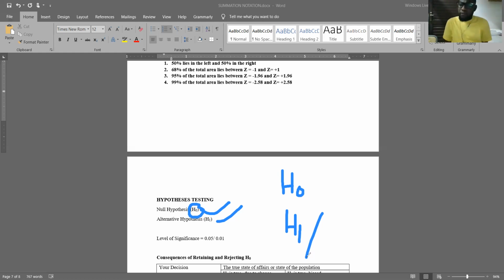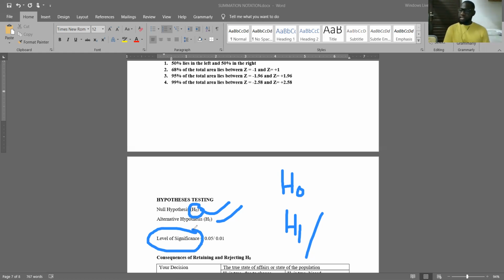And in the course of us sampling our participants, or taking a sample from a population, we are bound to commit certain errors. Definitely we will commit one or two errors. But researchers have devised ways and means of making sure that the errors are within a certain boundary. Any error above that boundary is not acceptable. So they've set up a boundary known as level of significance.